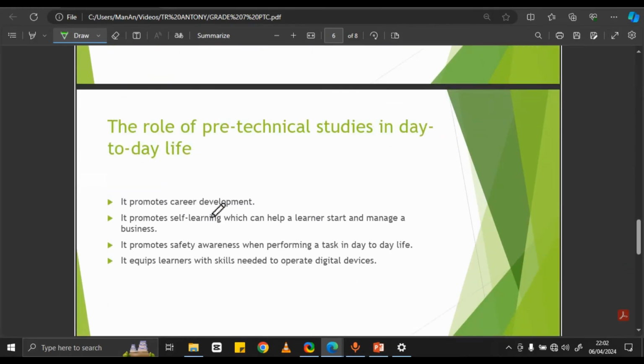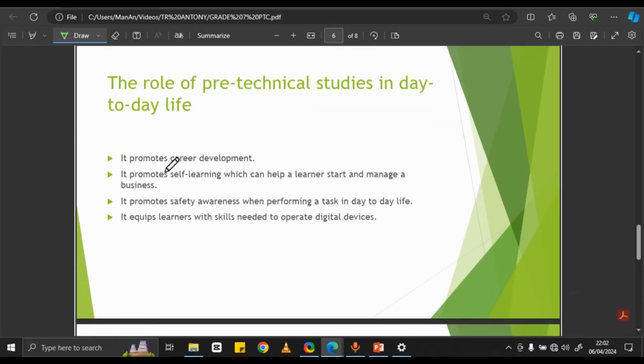Okay, now what are the roles of pre-technical studies in day-to-day life? One, it promotes career development. Of course, when you understand the use of computer devices, that means you have a career. There's a career in that. You can get a career in that, or you can pursue a career in that. Okay, so it promotes career development.